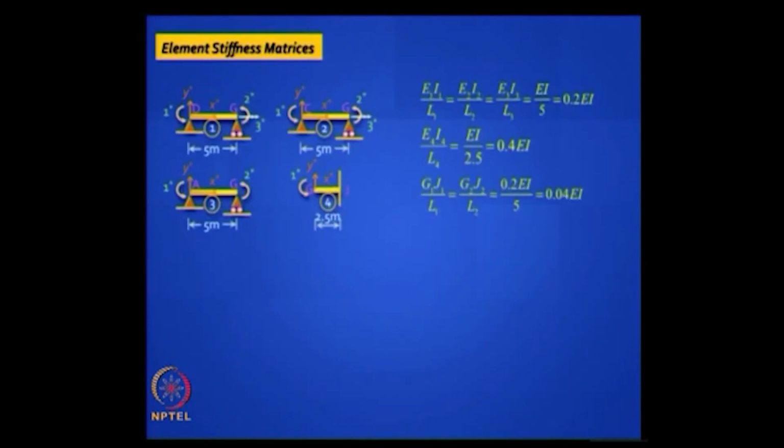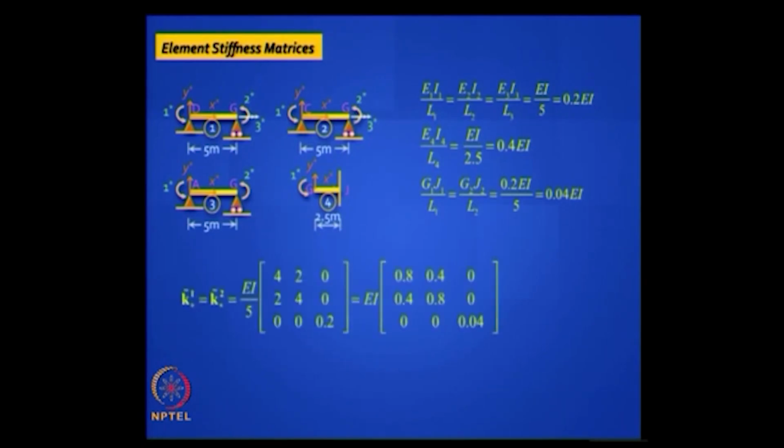So element stiffness matrices are very easy to calculate, you know the formulas, EI by L is known, GJ by L is known. The first two are grid elements, so you can write K1 star and K2 star, it's a 3 by 3 matrix. The only new item here is the third row and third column. You just put GJ by EI value, which turns out to be 0.2. You can expand it. For the third element, it's a conventional beam element, remember 4 EI by L, 4 EI by L, 2 EI by L, 2 EI by L.